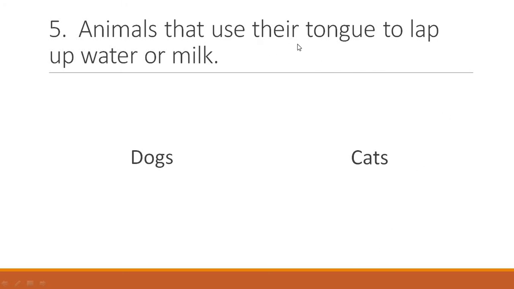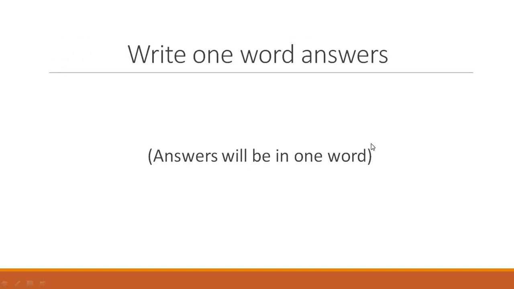So animals that use their tongue to lap up water or milk, the answer is dogs and cats. Even the tigers and the lions do that, but you are only supposed to write any two examples, right? In the beginning I told you any two examples, neither less than that nor more than that, correct? So here just repeat the answer after me. Dogs and cats. Repeat a second time. Dogs and cats. Okay, excellent, excellent.